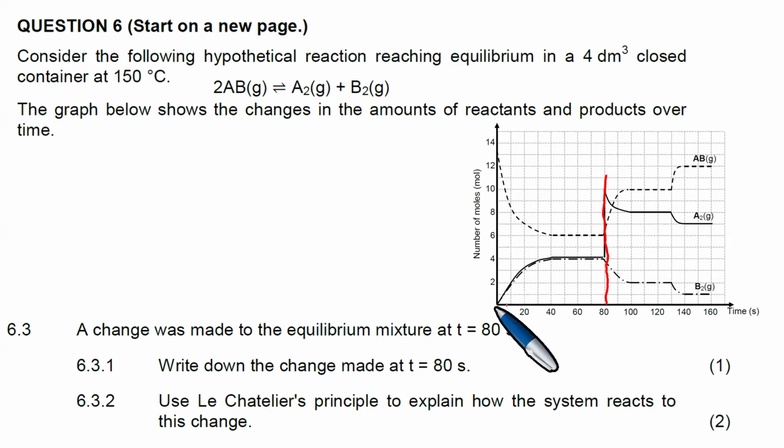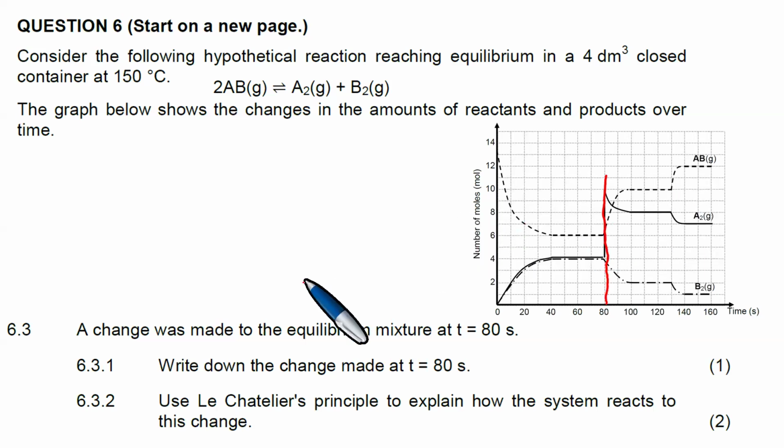Right, so what are you able to see here in particular? Okay, the AB, which refers to the reactants. You can see the concentration of the reactants: at 80 seconds, there's a sudden increase in the number of moles of the AB, but also the number of moles of the A2 decreases just immediately after 80, and the B2 also decreases. So you can see that A2 and B2 decrease, the products decrease, when the reactant AB increases.